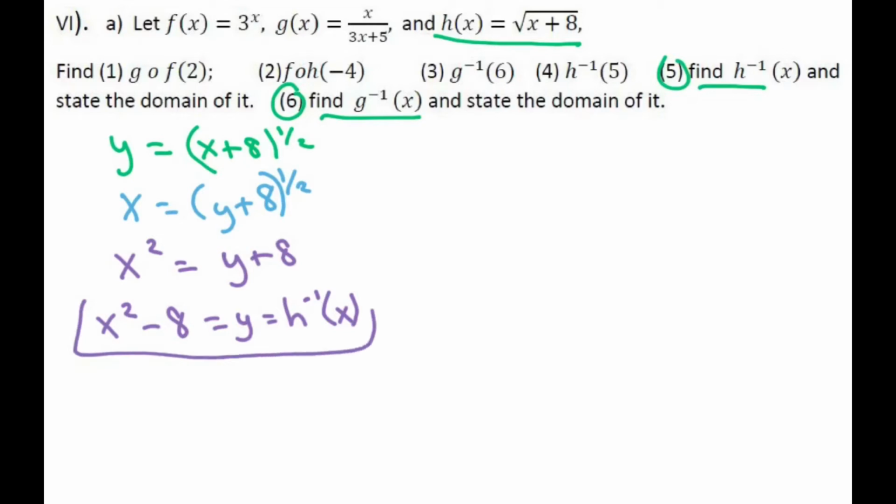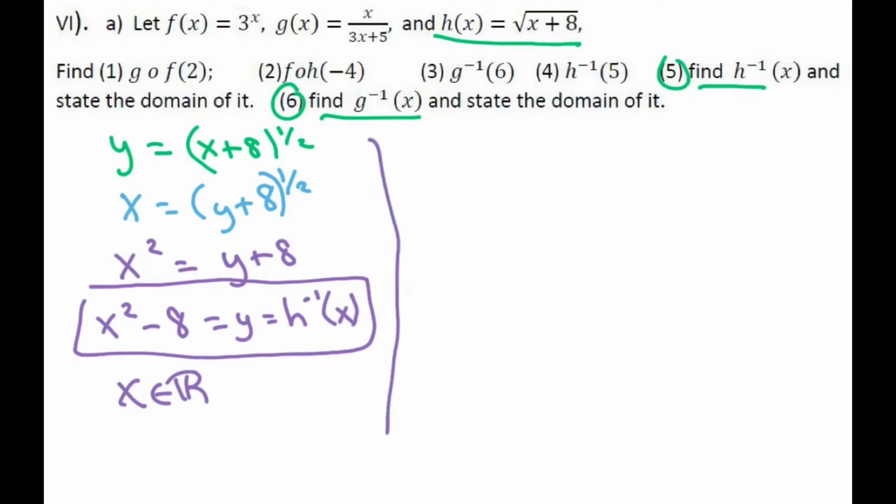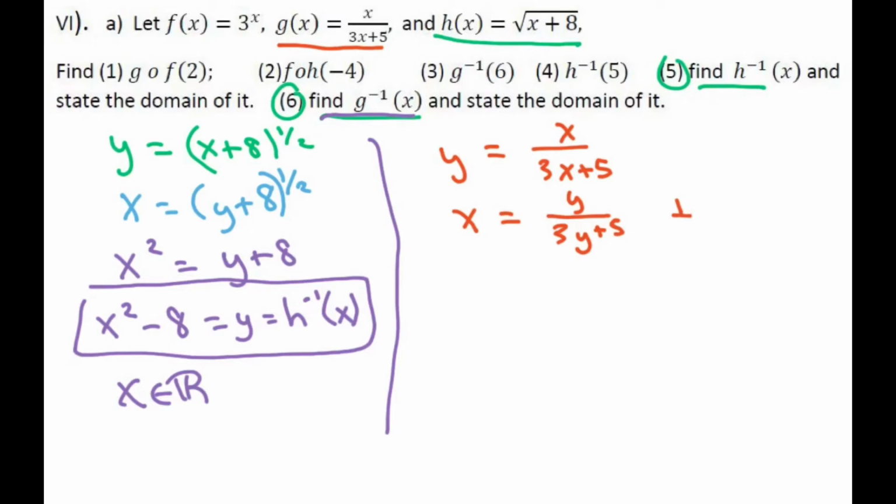Your domain here is all real numbers because you can put anything in for x. So that's that one. Now g of x is a little harder. There's your g of x. I'm going to write that with y, and interchange the x and the y. Everywhere there's an x, I'm putting a y. And that's your inverse.